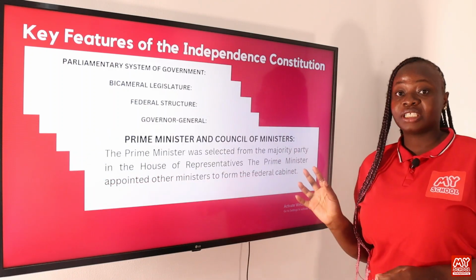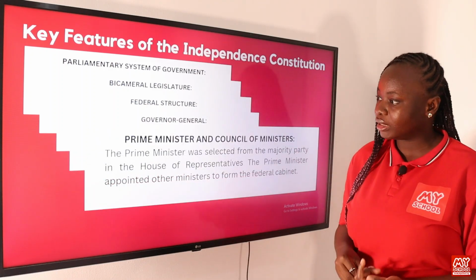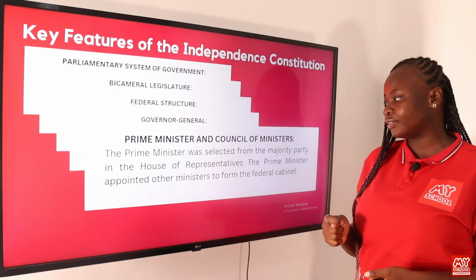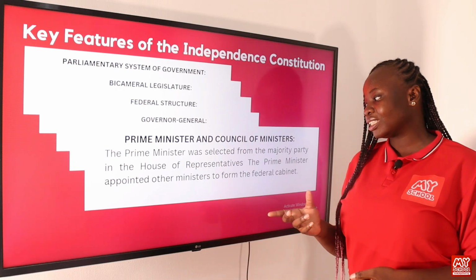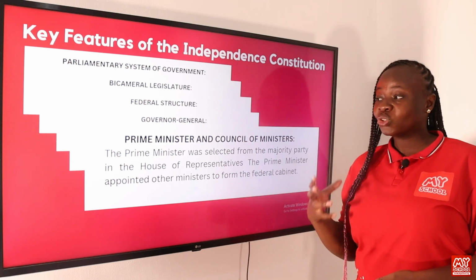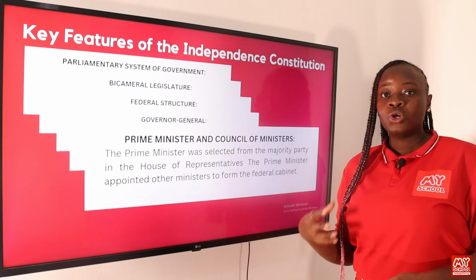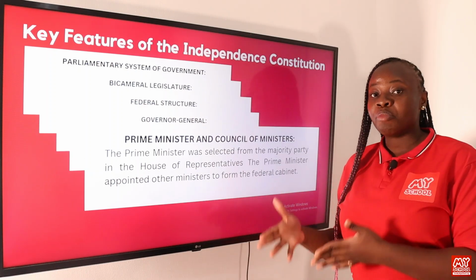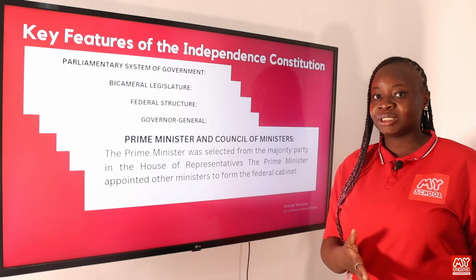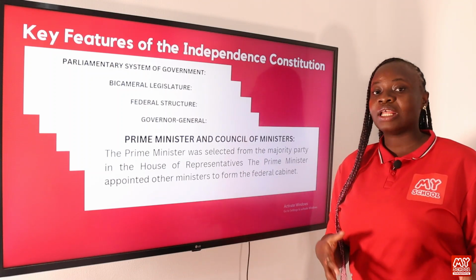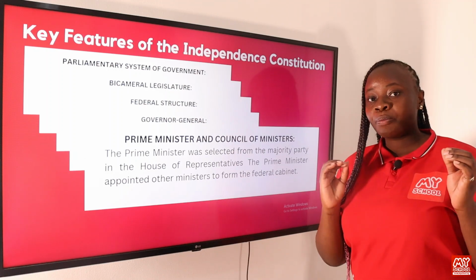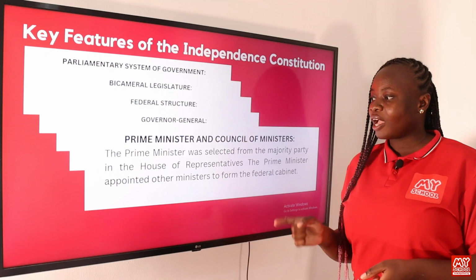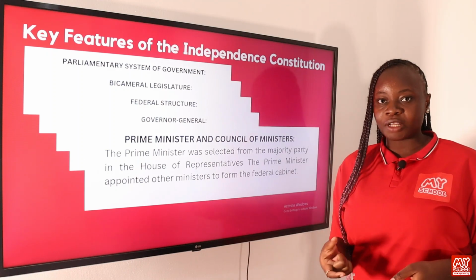And that feature is the presence of the Prime Minister and the Council of Ministers. The Prime Minister was selected from the majority party in the House of Representatives. The Prime Minister also appointed other ministers to form the federal cabinet. So this is the Westminster model. During an election to the House of Representatives, people select members who represent them in the House of Representatives from their constituency. And then when the House is filled, the political party with the majority of seats becomes the government for the day. And so the Prime Minister is the leader of that political party.